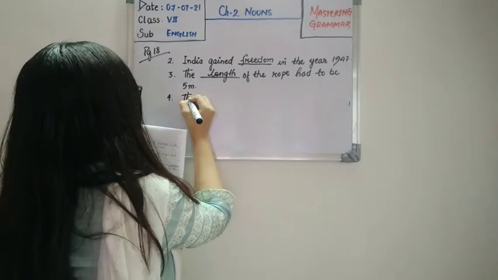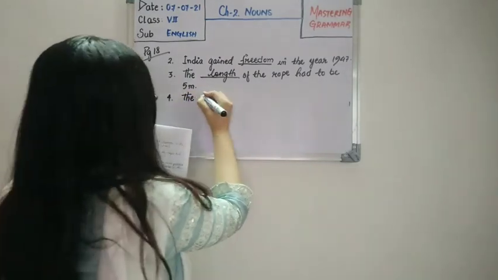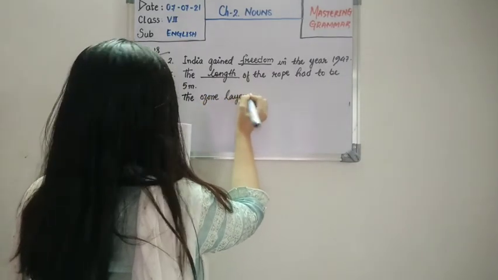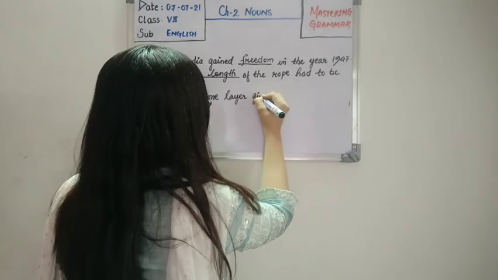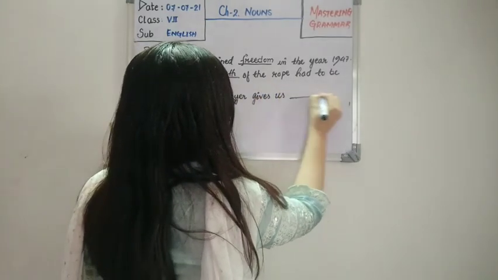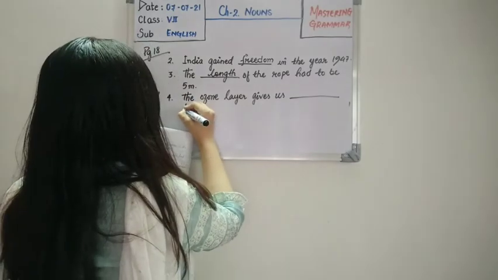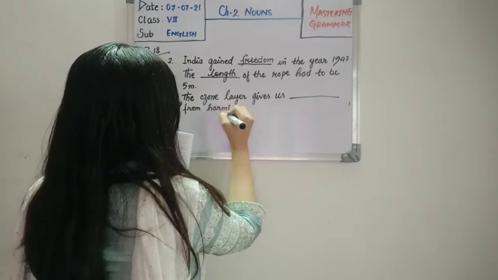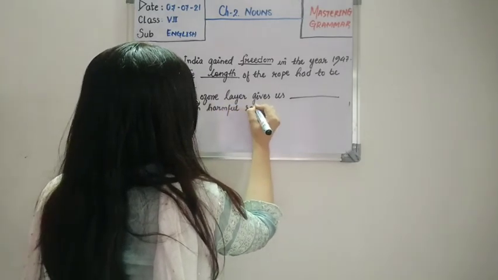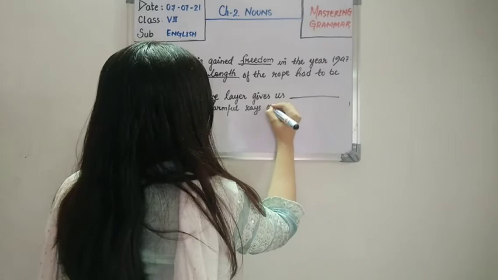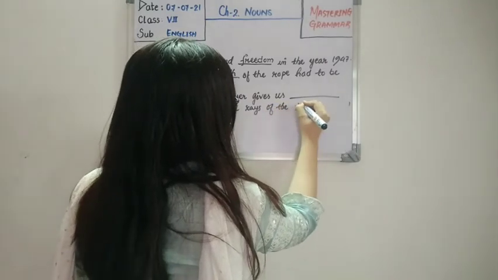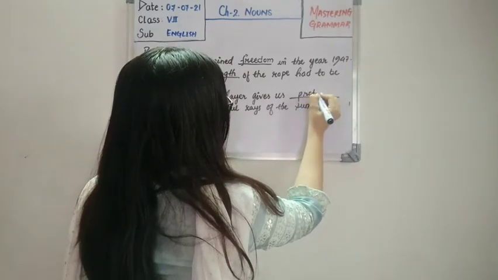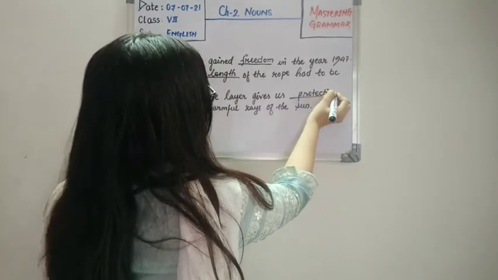Number 4. The ozone layer gives us protection from harmful rays of the sun. So we had to use the noun form of protect. So it will be protection. So what, children? Protect becomes protection. Protect is a verb and protection is an abstract noun.